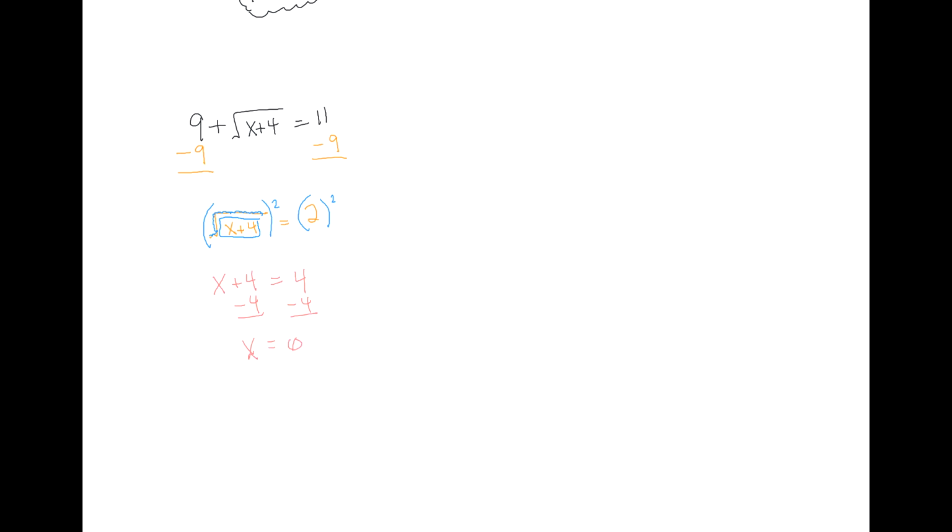And then I just check. Since the numbers are kind of small, I just check. So 9 plus the square root of 0 plus 4, because we're saying that x is 0, equals 11. 9 plus the square root of 0 plus 4 is 4. The square root of 4 is 2. Yes, it works.